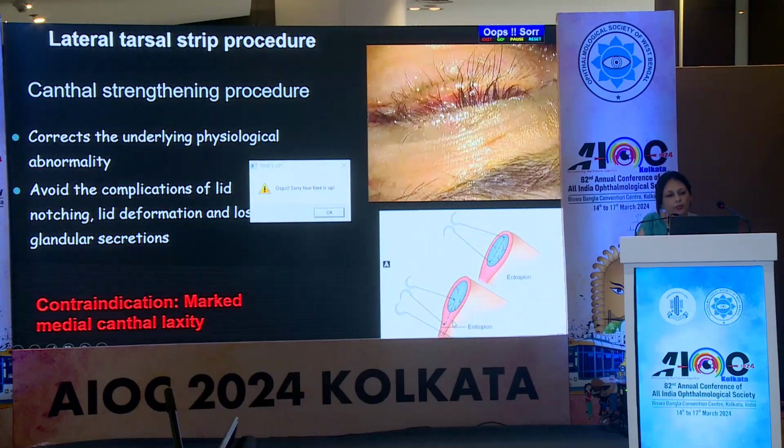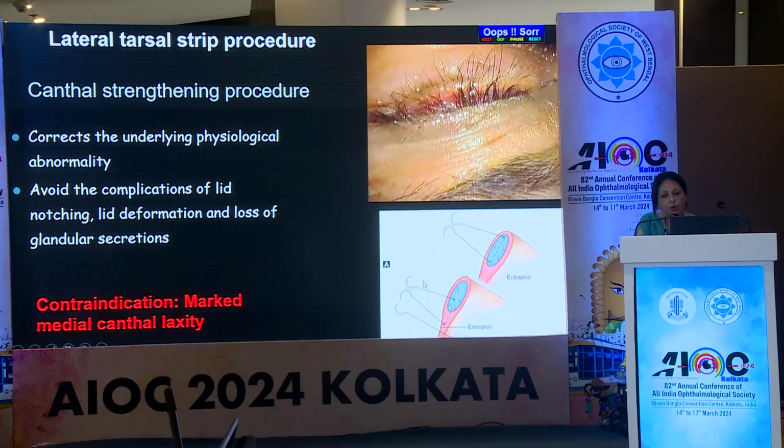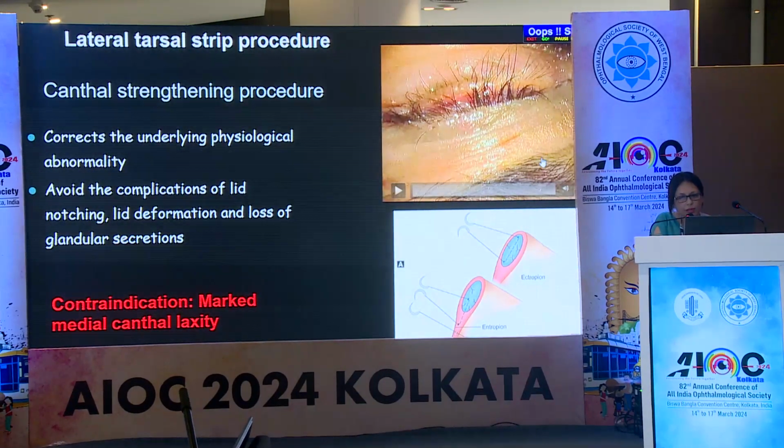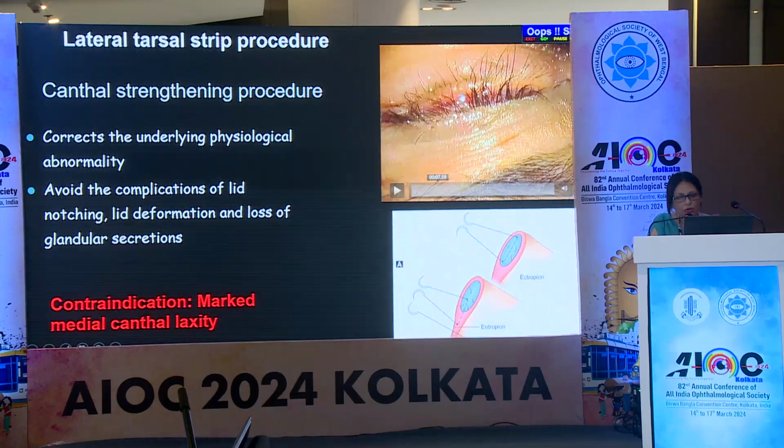Whereas when you are correcting the entropion, what you want to do is that you should have basically the lower part also to be sutured. So you can have this suture which is passing from the lower border also. So this gives a correction for the entropion.